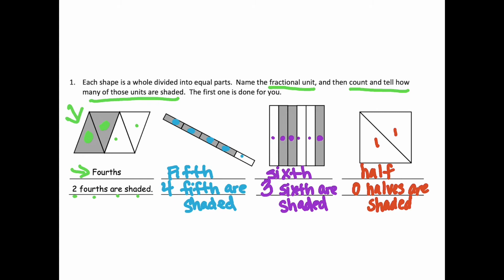All right, so not too bad, right? This is something that you're going to see on your independent work too. So do it exactly the way that I did it. Name the fractional unit and then tell me how many parts are shaded. I don't want to see just a 4 here or just a 3 here. You need to write it out. 4/5 are shaded. 3/6 are shaded. Otherwise, we will send it back to you.